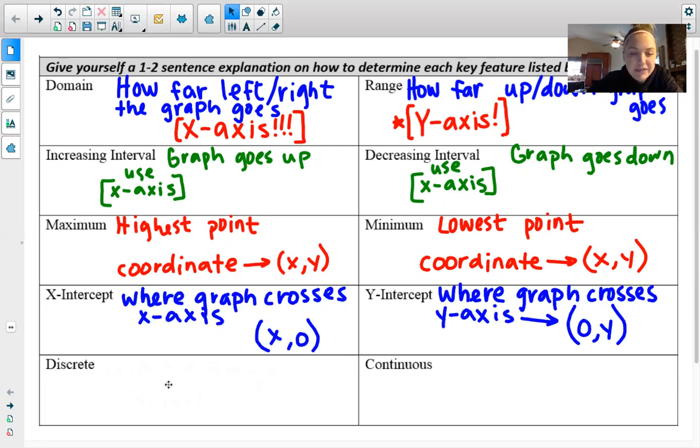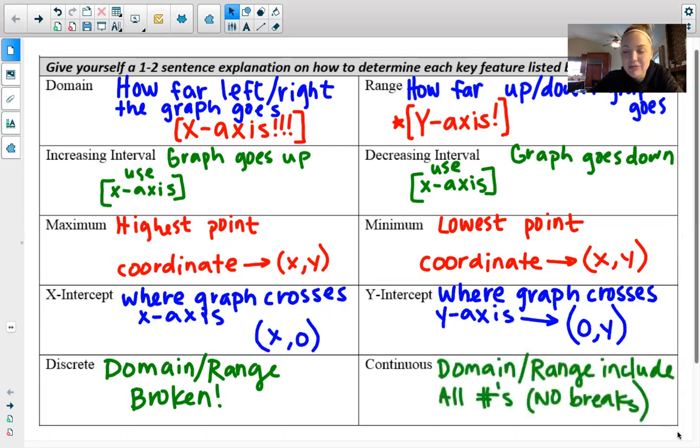Yesterday we said discrete means the domain and range are broken, split up into different sections. And continuous, kind of the opposite, means the domain and range include all numbers. There are no breaks. This page of notes is going to be very helpful as you prepare for the next test on features of functions, which is, I think, sometime next week. I actually cannot remember for sure, but I'll talk about it more next week. So make sure you've got this page of notes written down properly or copied and pasted. All right, we're going to do a couple of examples on the next page.